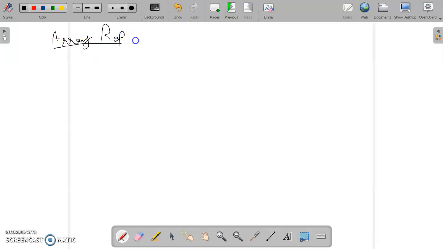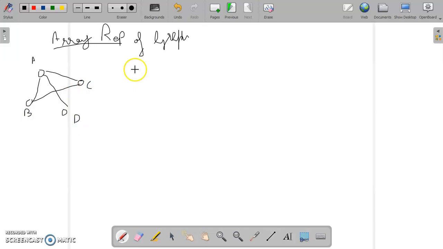array representation of graph, what we are going to do is, whatever is the graph, suppose I'm taking a simple example. I'm taking 4 nodes and they are connected like this. And this is A, B, C and D. So what I will do is I will reserve a 2-dimensional array. There are 4 nodes, so I am going to reserve a 4 by 4 array.